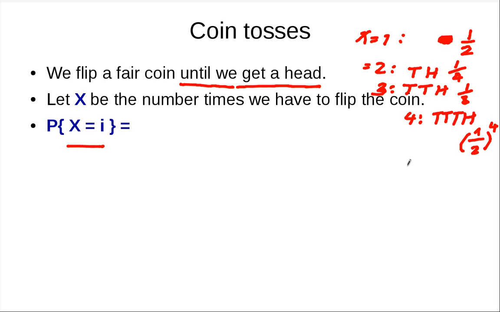Basically, from this analysis, we can do the proof by induction, or we can think about it, and we get that this is exactly 1/2 to the i. So that's the probability for the number of times we have to flip the coin. And I would like to mention further that the probability that x equals 0 is 0, right? We have to flip something.